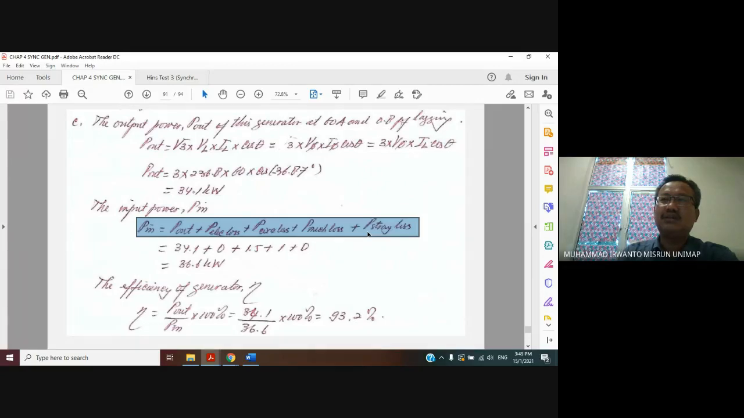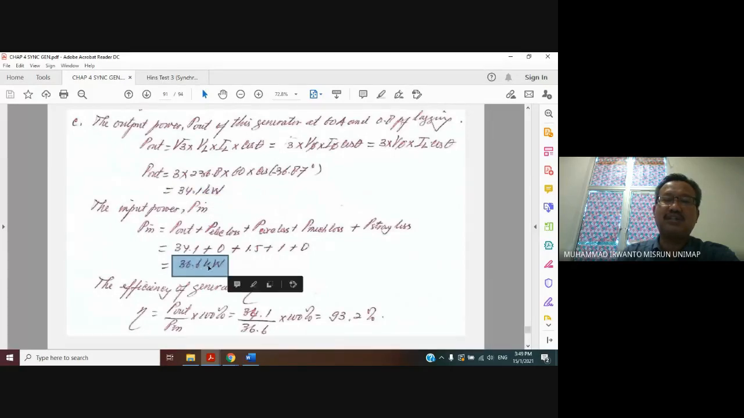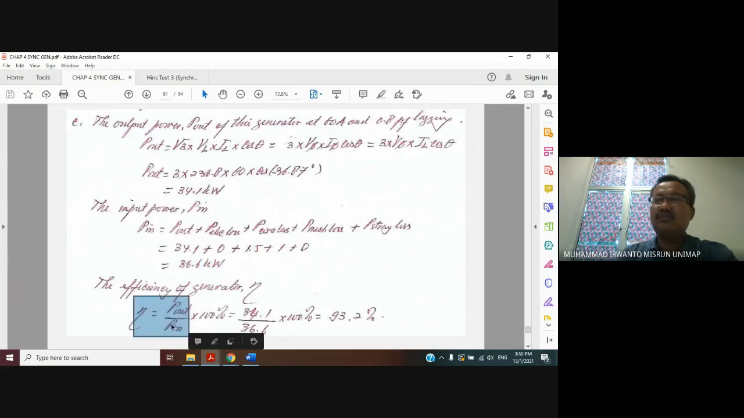The types of losses have been given in the question. For the mechanical and core losses: mechanical is 1.5 kilowatt, core loss is 1. In this case, the stray loss is 0 and also electrical losses is 0. Output power here. Now, so the total input power is 36.6 kilowatt. So lastly we can find the value of efficiency.